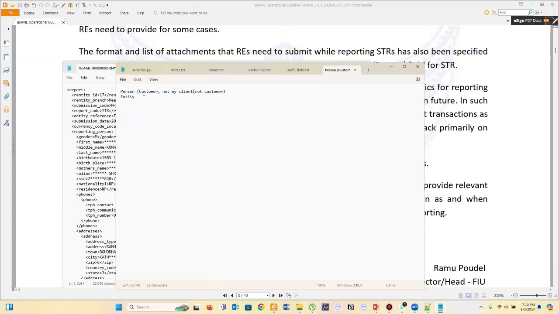Similarly, the same thing happens here. For entity, either that entity is your customer or not my client. And then you have different types of transaction. As you recall, we talk about the transaction like IPS, Swift, cash. These transactions need to be reported either as TTR or STR.